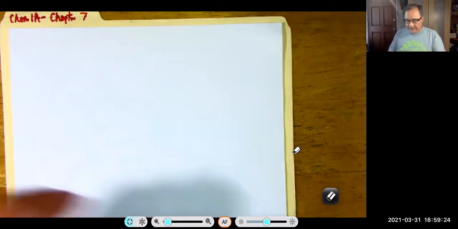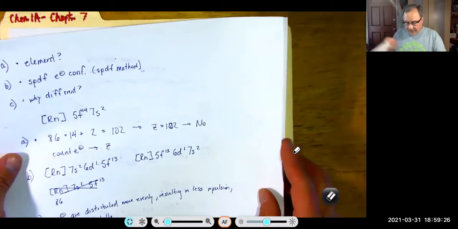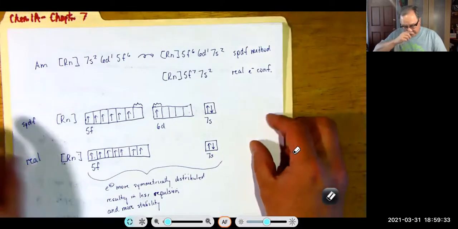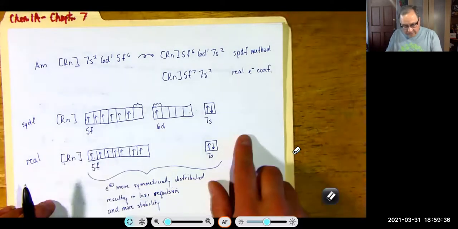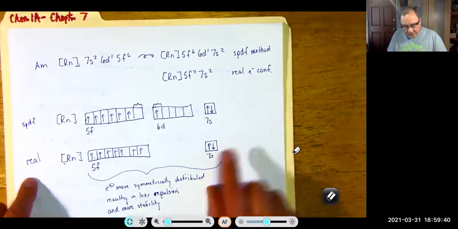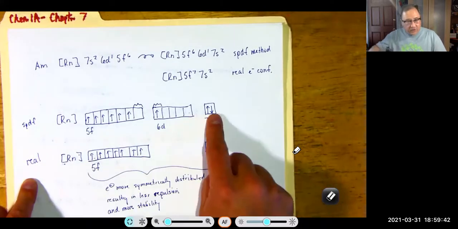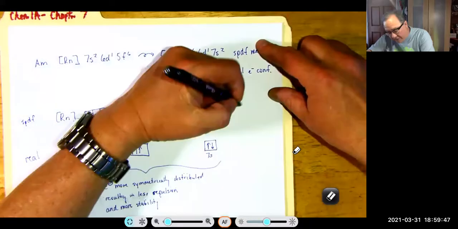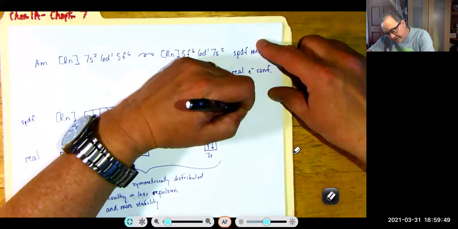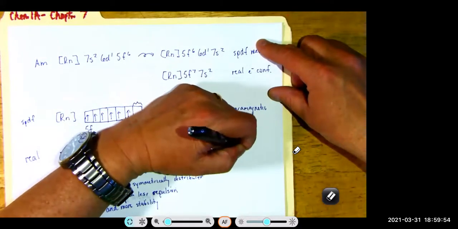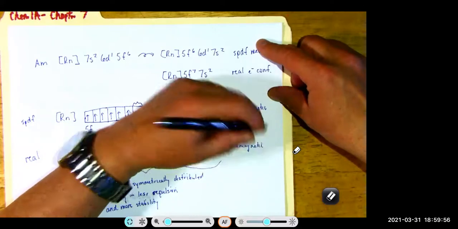So we can actually take a look at one of the ones that we did here. Do you see this? This is americium, and this is the real one versus the one that we got. It doesn't matter which one we use. This would be called paramagnetic. It's only diamagnetic if all of the electrons are paired.